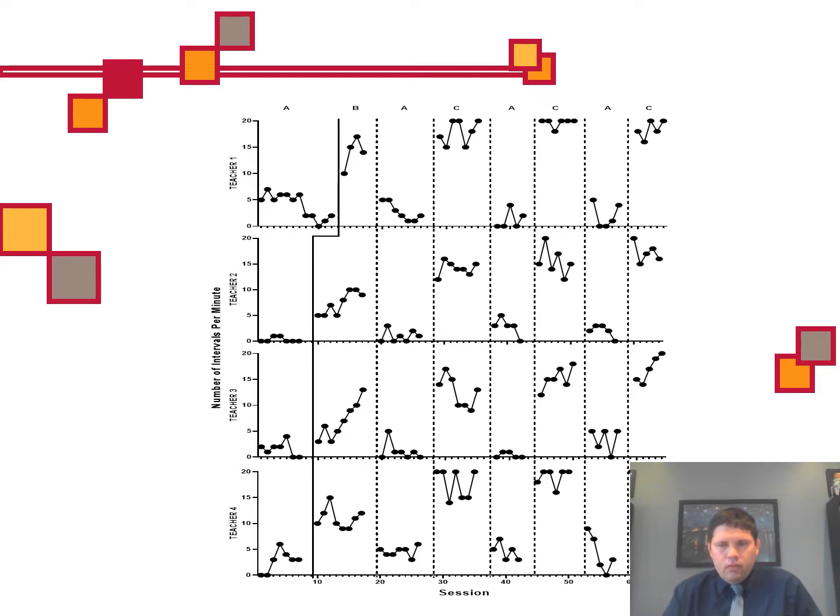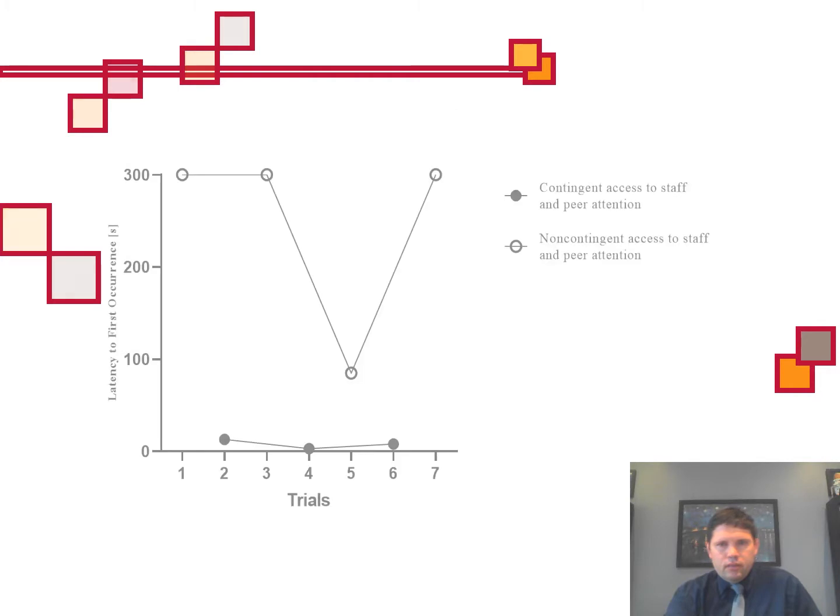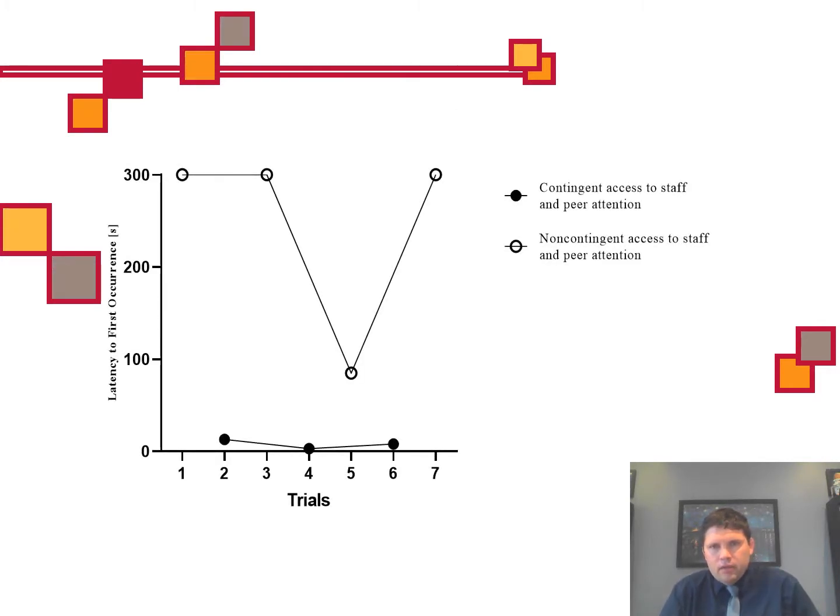So we'll move on here. This is another example of a graph. This is a latency ISCA functional analysis. Again, it's all in black and white. We let the data speak for itself in ABA. We don't want to try to make anything look different than it actually is.